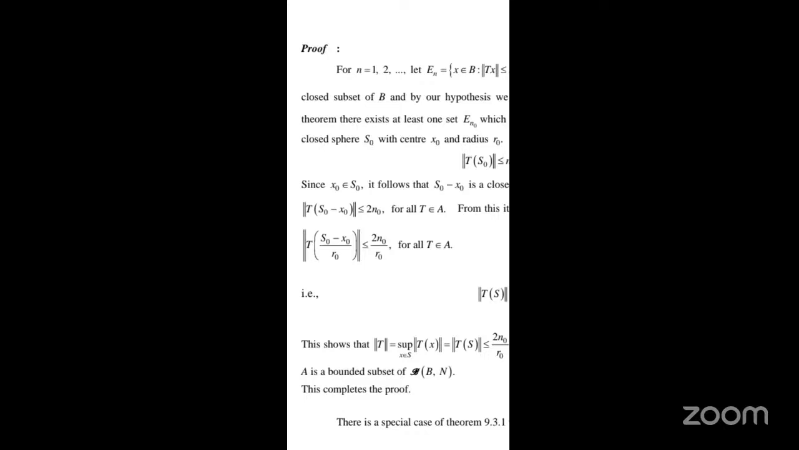Here, what is En? It is the set of x in capital B such that norm Tx is less than or equal to n. The n values are 1, 2 and so on. This is also one of the subsets of capital B. By hypothesis, we have capital B equal to the union of En, the countably infinite union.